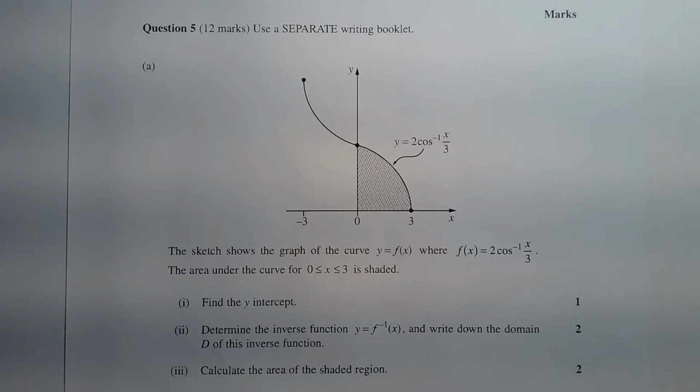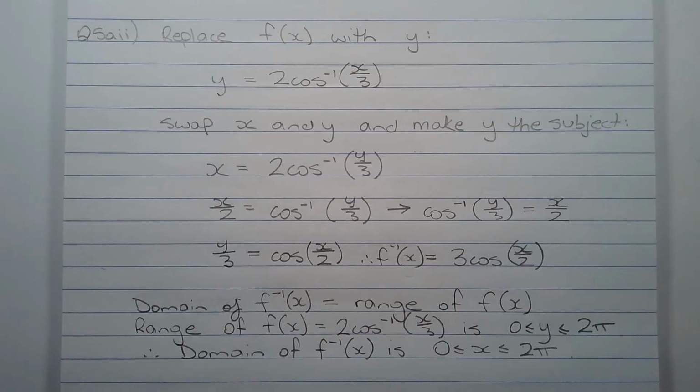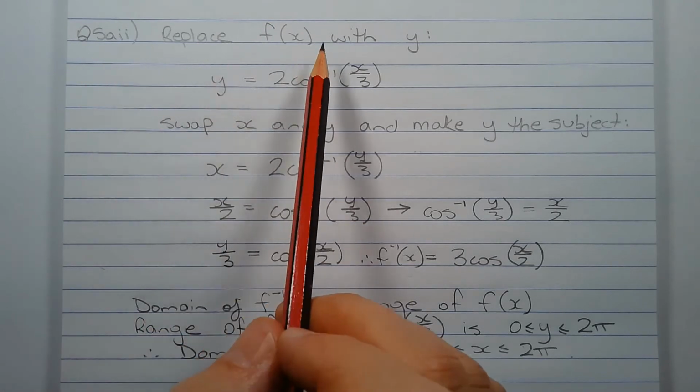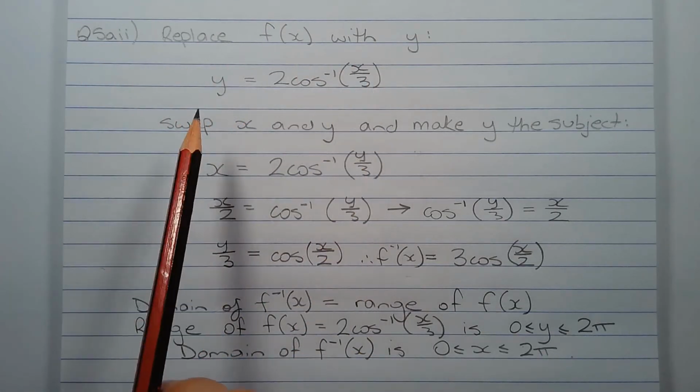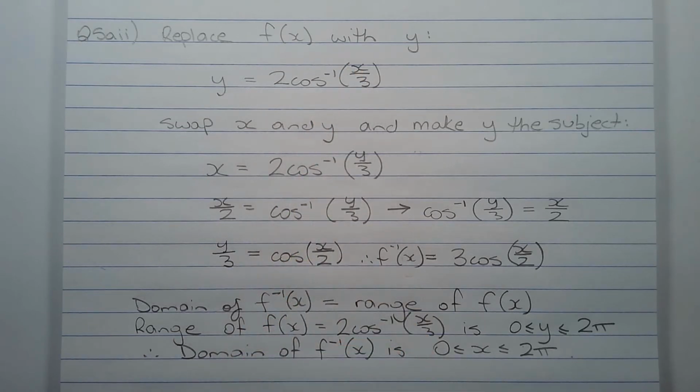Part 2. Determine the inverse function y equals f inverse of x and write down the domain D of this inverse function. To make the process of finding the inverse function a little easier, I'm going to rewrite the original function with y on the left-hand side rather than f of x. So I'm going to replace f of x with y, and the original function can be written as y equals 2 times inverse cos of x over 3.